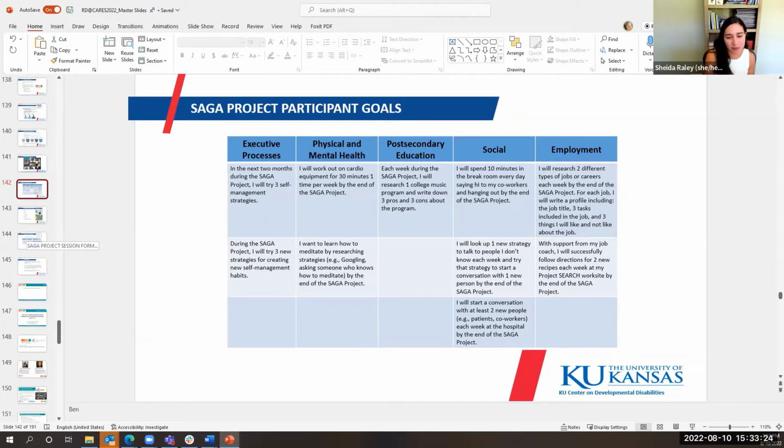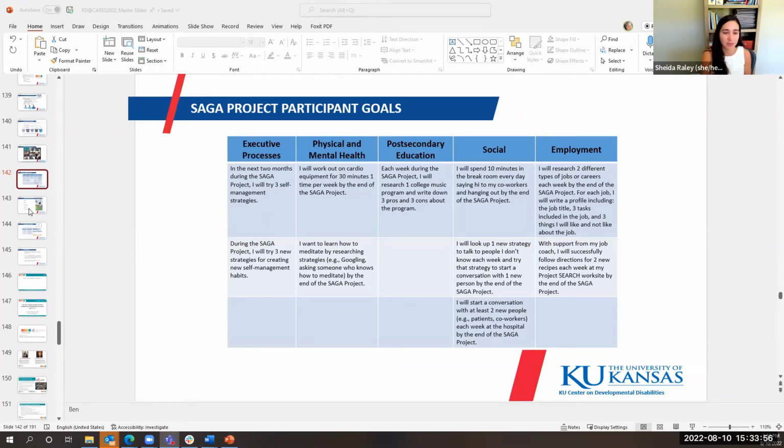I mentioned a few of them when we looked at those, so I won't go through all of these, but some of them, if we're looking at executive processes, trying 3 strategies for creating new self-management habits. Related to physical health, some of those were working out on cardio equipment for 30 minutes, 1 time per week. And also related to mental health and self-regulation, meditating by researching strategies of how to meditate, or Googling, asking someone who knows how to meditate. So just to give you an idea of some of the participant goals.